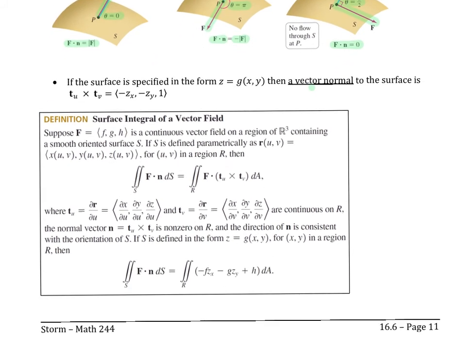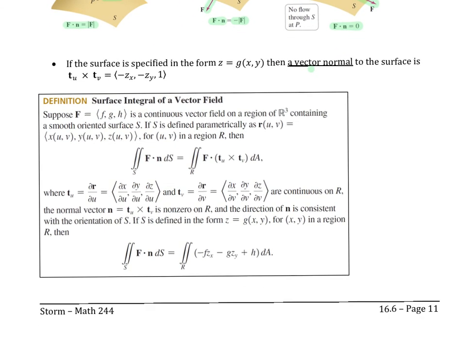And here's just a note. If you have an explicit form, so z equal to some function of x and y, then a vector normal to the surface can be written as negative partial of z with respect to x, negative partial of z with respect to y, 1. So that's a normal vector. Remember, there's more than one normal vector on the surface.